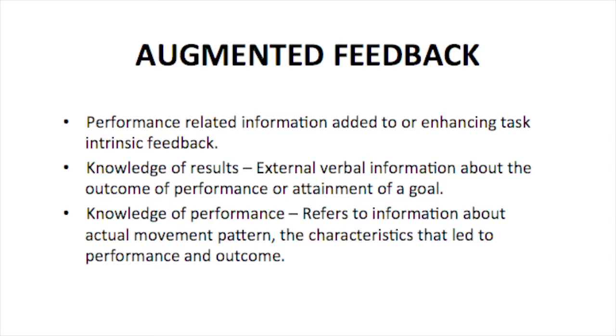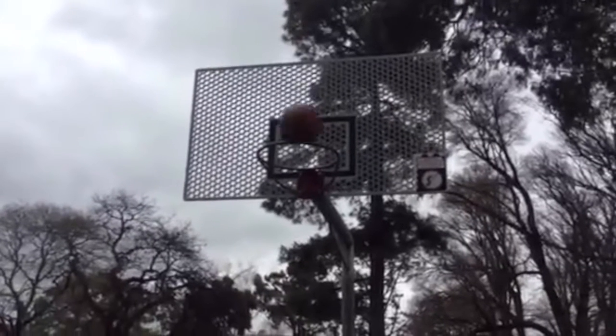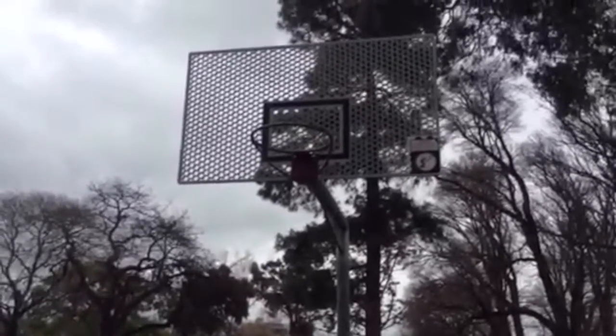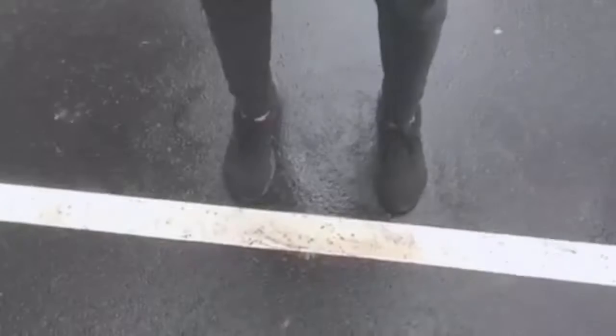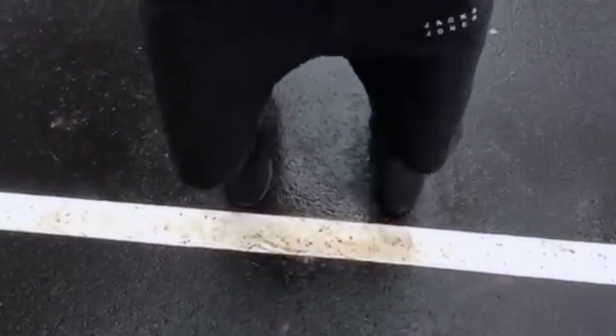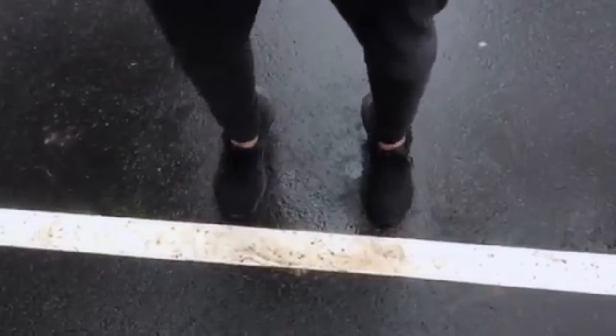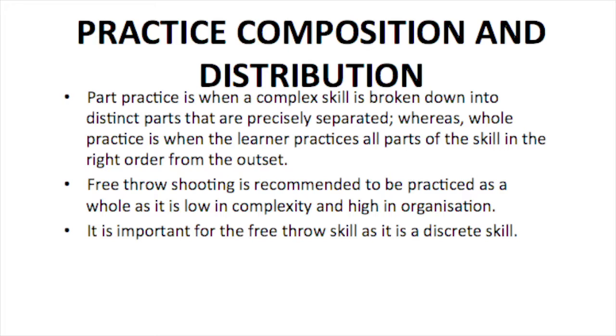Augmented feedback is performance-related information added to or enhancing task-intrinsic feedback. The two main forms of augmented feedback are knowledge of results and knowledge of performance. In a free throw scenario, knowledge of results would be the player learning whether or not they scored, and if they didn't, how much they missed their shot by. Knowledge of performance, however, is the player learning what they did right and what they did wrong in the action of the skill. For example, if they didn't bend their knees enough while shooting.